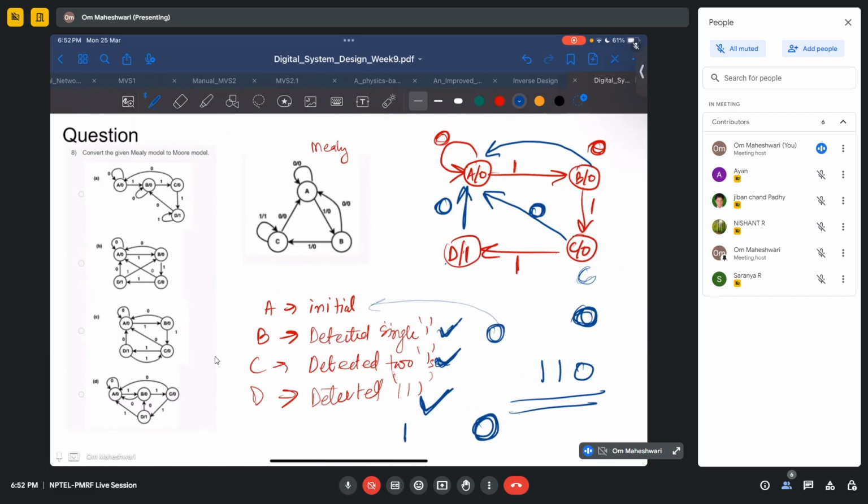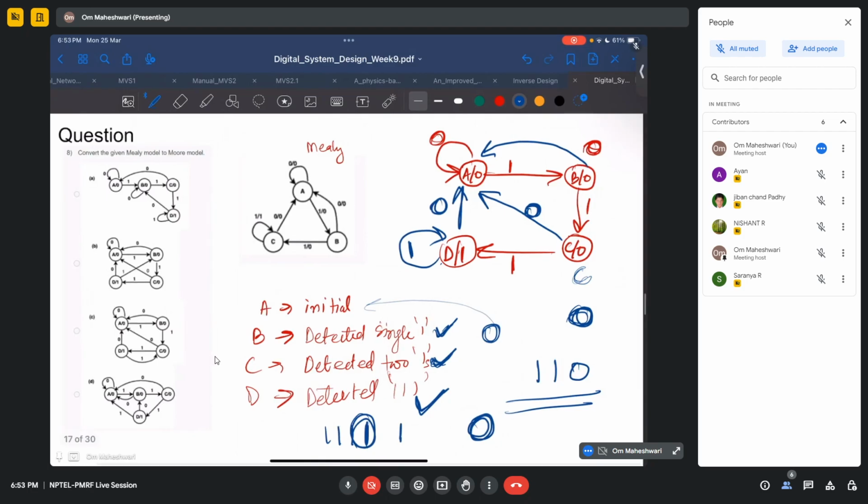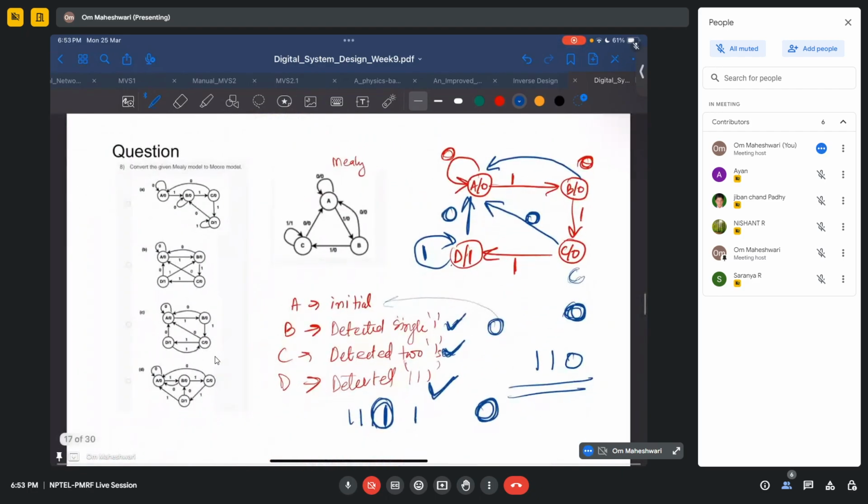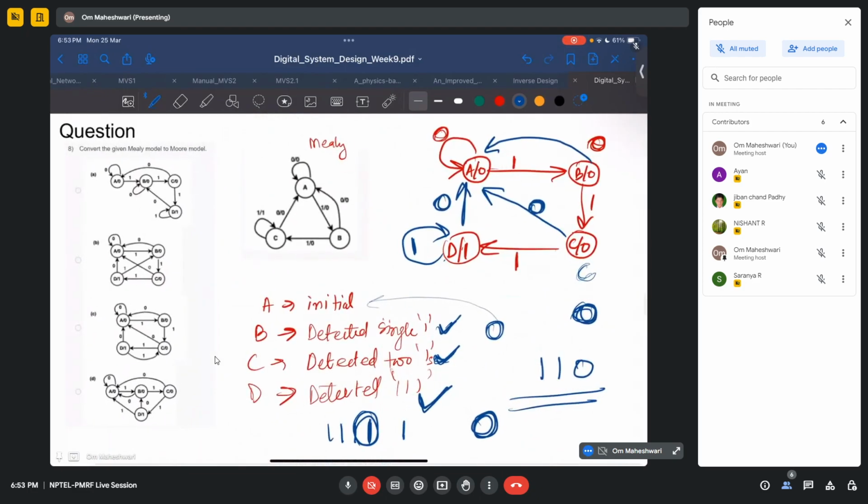But if you are at state D and you detect a 1, now here comes the overlapping or non-overlapping. So since this is overlapping, you have 1, 1, 1, then you detect another 1, it will remain at state D. Okay. So according to me, this should be the diagram. Do we have anything matching to this? Okay.